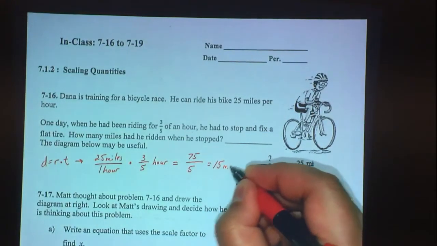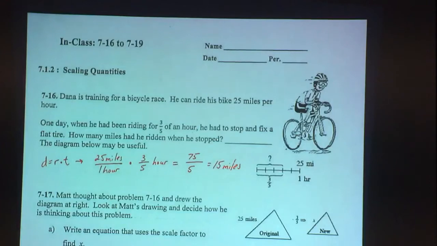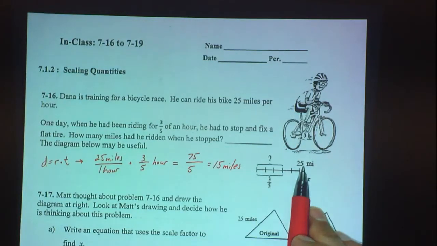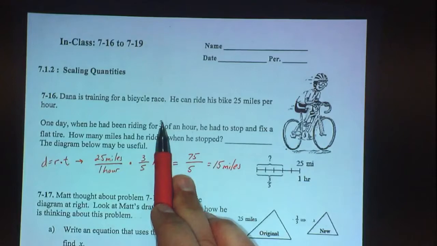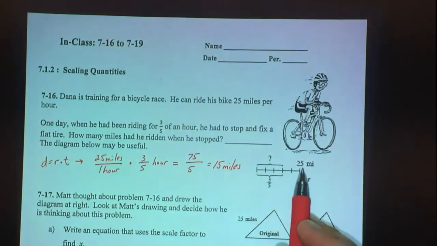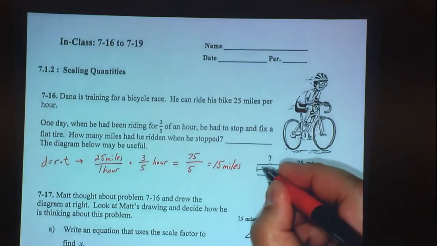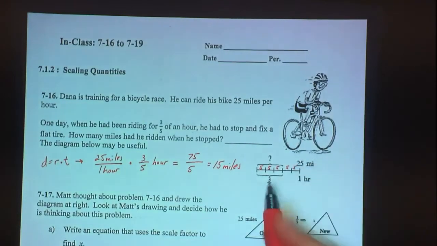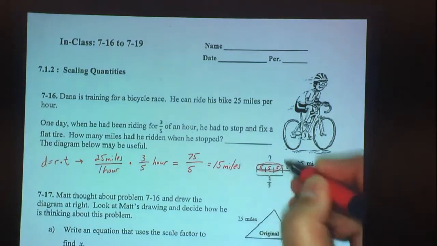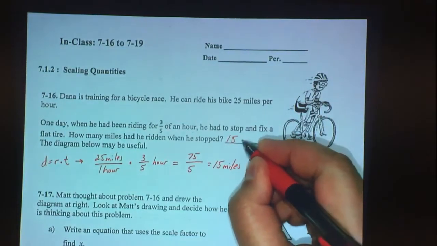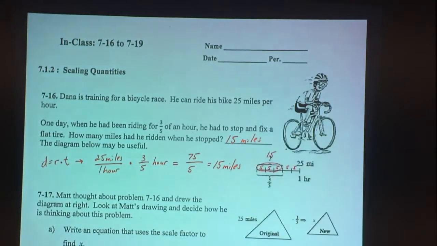So it's 15 miles. Now, another way you can look at it is we did a line diagram here, and he was riding for 25 miles. So then we divided it into fifths because 3/5. So look, 1, 2, 3, 4, 5, and I need 3 of those. What's 25 divided by 5? So each of these little segments is 5. And if I have 3 of them, there's your 15. So in my blank, I'm going to write 15 miles.